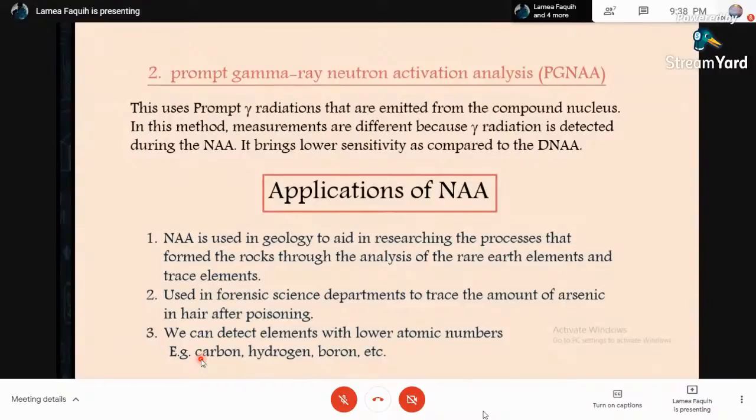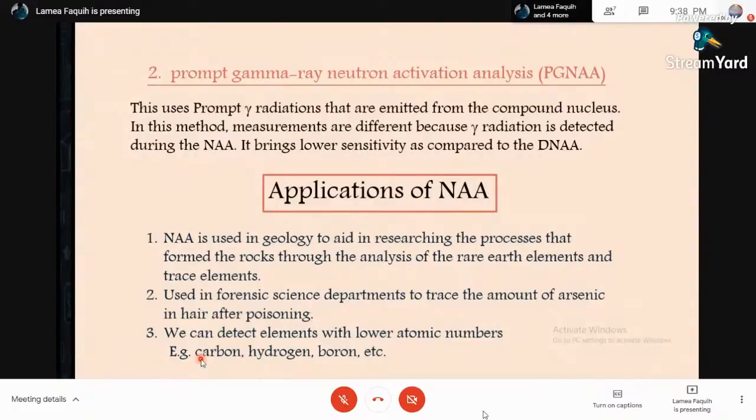But the advantage in this technique is that it is used for the elements that are determined that have very low atomic numbers. So we can understand how we are determining the quality as well as the quantity of the element that is present in my sample or my source.